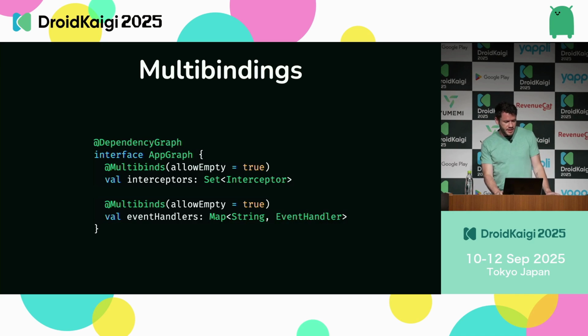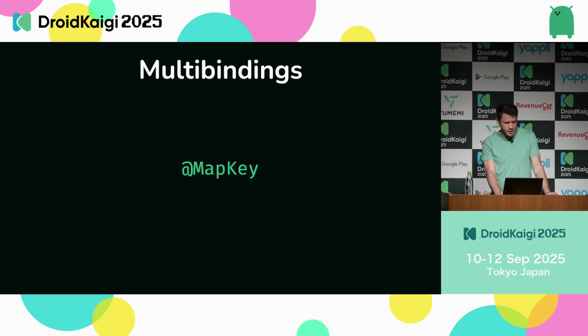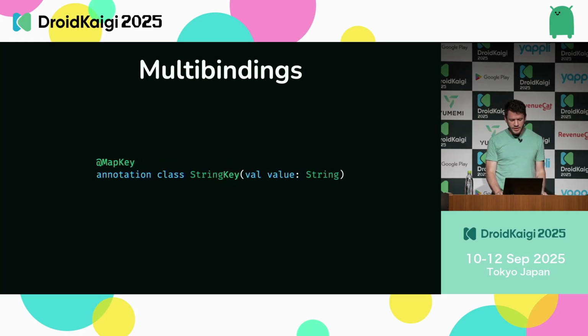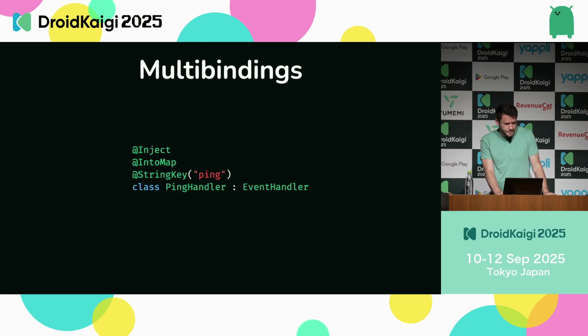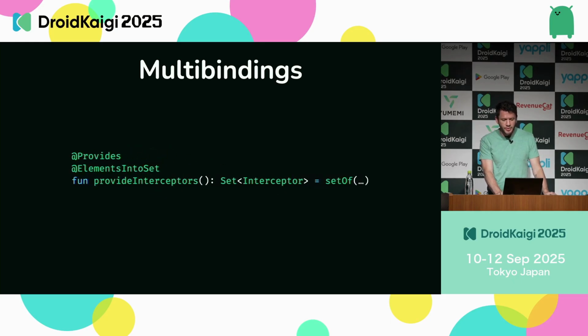For map keys, keys must be statically defined at the binding site with a map key annotation. Map keys are the final meta annotation in Metro, and you can define custom map key annotations with it. Again, there are some built-in ones you can use here, like @ClassKey or @StringKey, etc. If you have a collection you want to contribute into a set, you can also use @ElementsIntoSet, and we'll contribute them all at once.